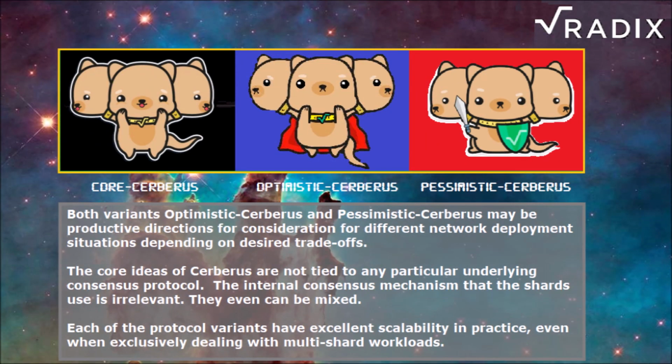Both variants, Optimistic Cerberus and Pessimistic Cerberus, may be productive directions for consideration for different network deployment situations depending on desired trade-offs. The core ideas of Cerberus are not tied to any particular underlying consensus protocol. The internal consensus mechanism that the shards use is irrelevant. They even can be mixed. Each of the protocol variants have excellent scalability in practice, even when exclusively dealing with multi-shard workloads.